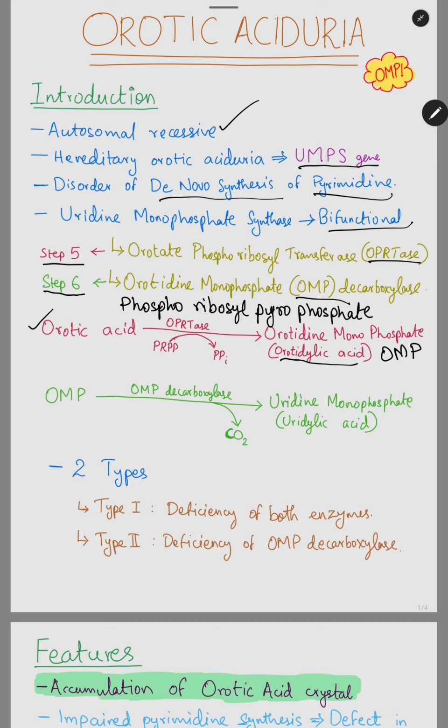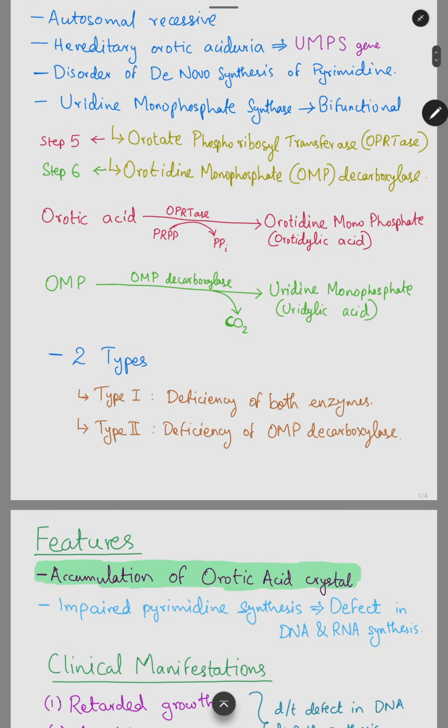is converted into inorganic pyrophosphate. So orotic acid in the presence of OPRTase becomes OMP, orotidine monophosphate, and in this reaction phosphoribosyl pyrophosphate becomes pyrophosphate, that is PPi. Now coming to the sixth step of de novo synthesis of pyrimidine.